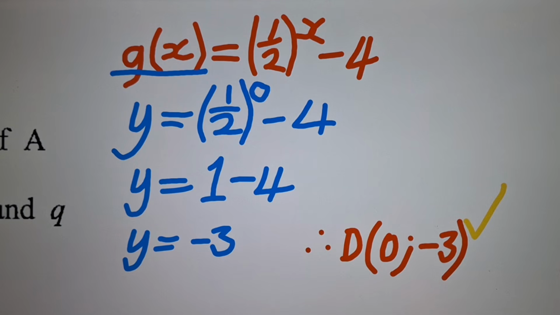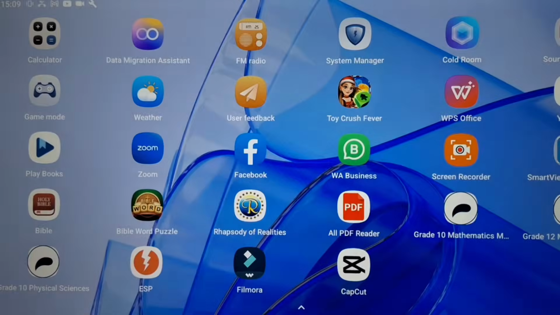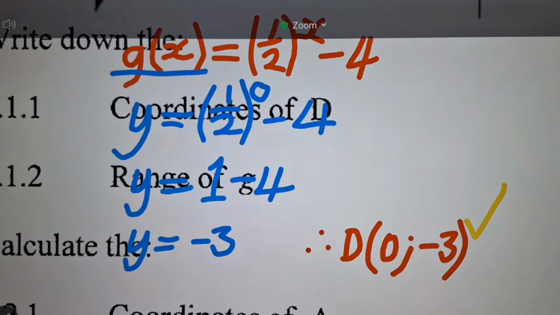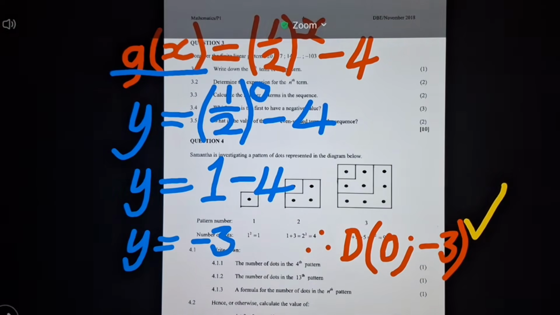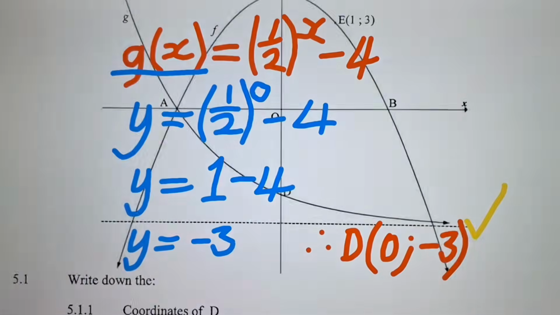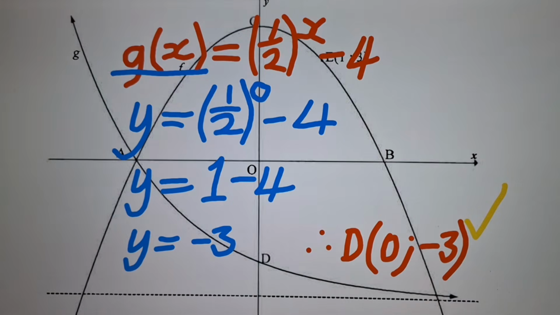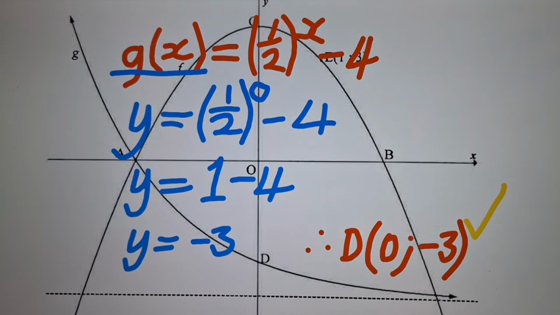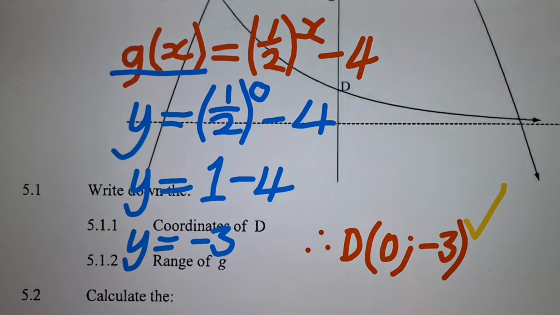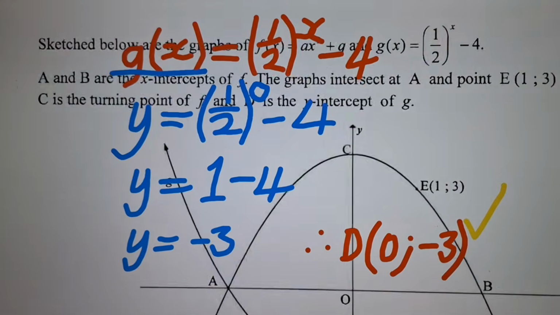To show why y is negative 3, let me show you something again. The place where D is, it's on the negative side of the y-axis. That's why our answer y is negative. If it was positive, then we would question the answer, asking why it is positive when D is on the negative side of the y-axis. So to prove that it's correct, it's negative, just like the point where D is. Then I think now we can go to the next question.